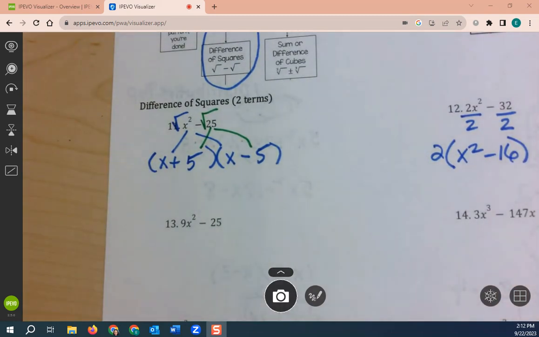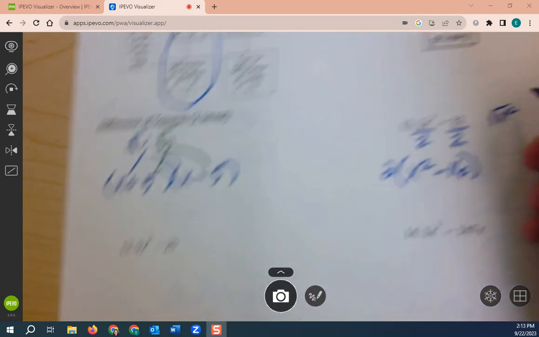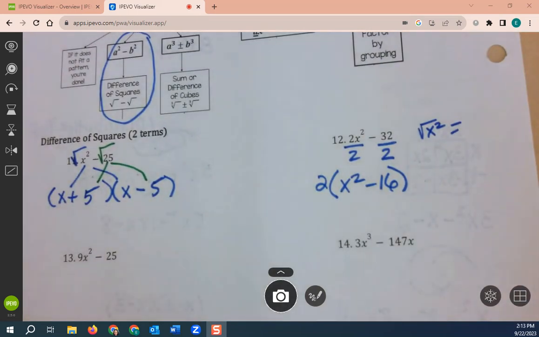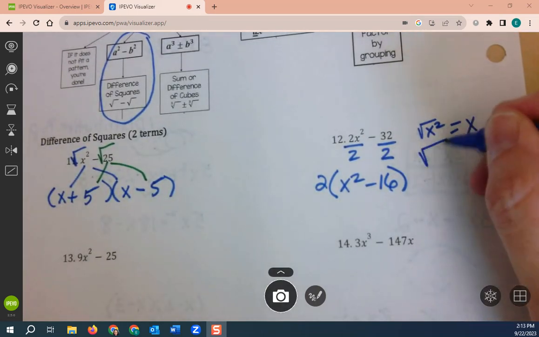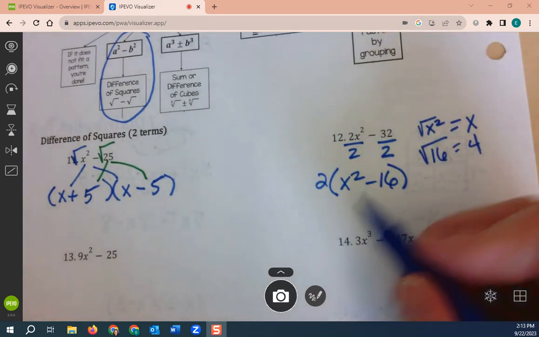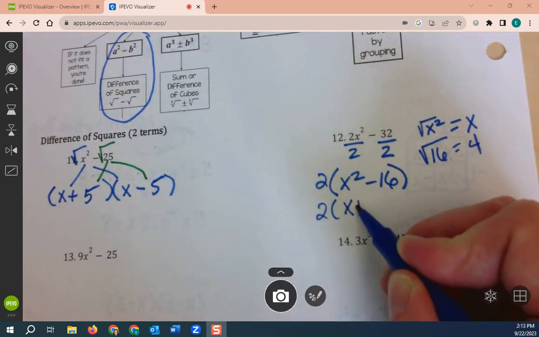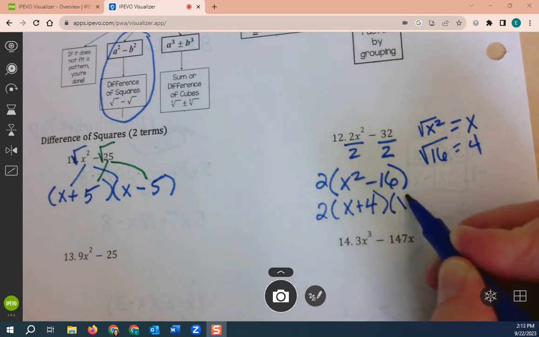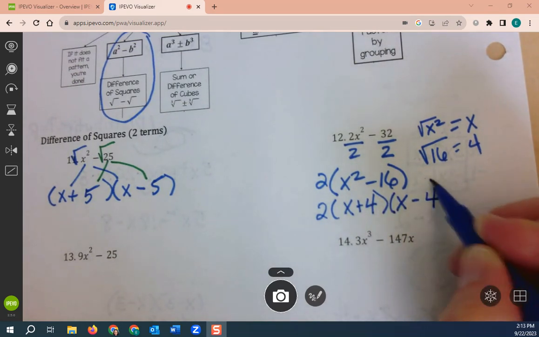And now I have difference of squares because x squared is the square of x and 16 is the square of what number? 16 is the square of what number? What's the square root of 16? 4. So that means the square root of x squared is x. Square root of 16 is 4. And so the 2 stays on the outside, x plus 4, x minus 4.